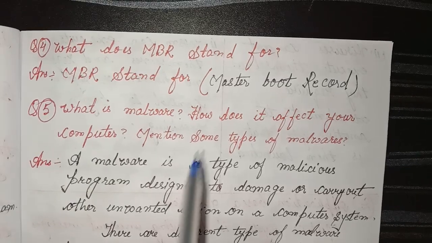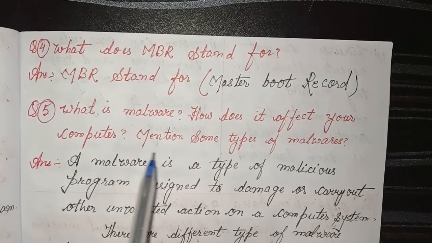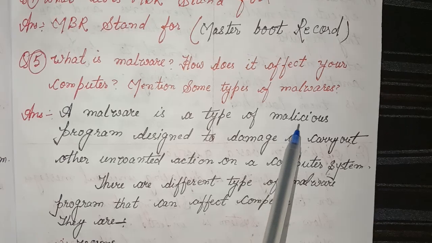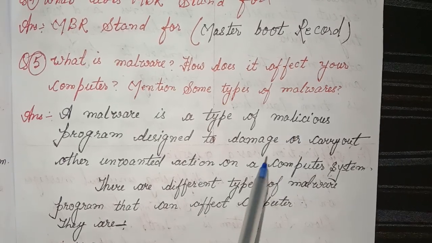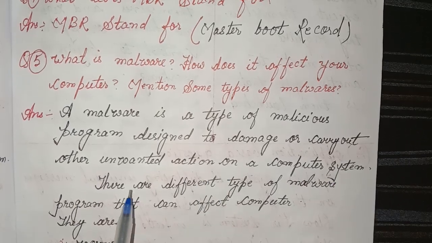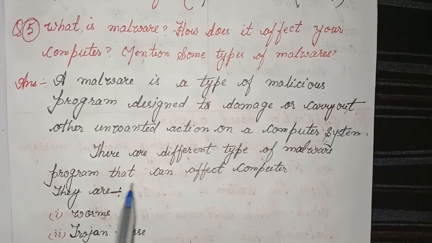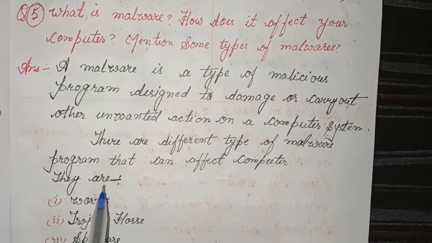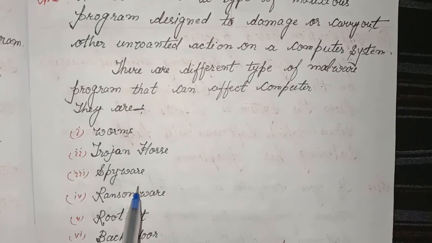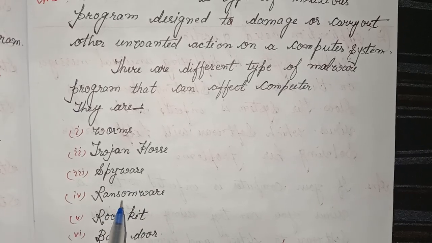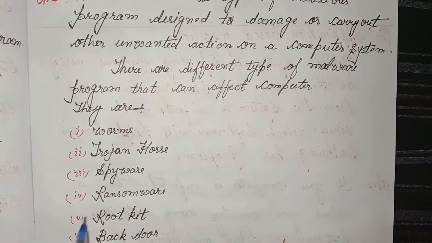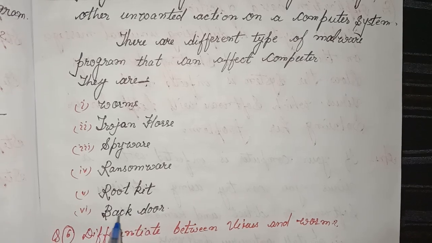5. What is malware? How does it affect your computer? Mention some types of malware. Answer, a malware is a type of malicious program designed to damage or carry out other unwanted action on a computer system. There are different types of malware programs that can affect computer. They are: first, worms; second, Trojan horse; third, spyware; fourth, ransomware; 5, rootkit; 6, backdoor.